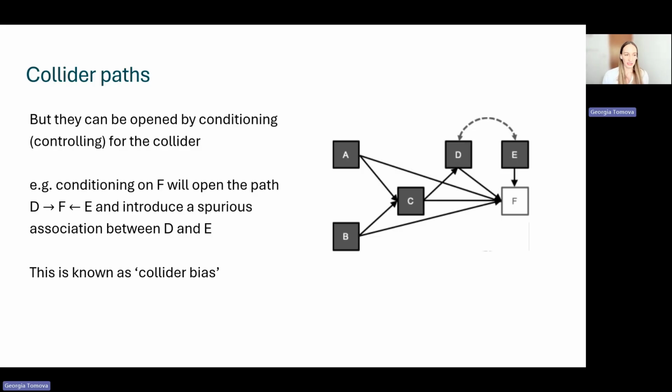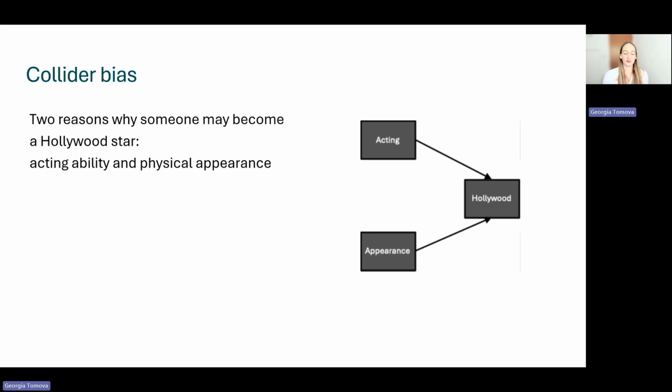I'm going to use one of the classic teaching examples for understanding collider bias, which is the following. Suppose there may be two reasons why someone might become a Hollywood star. They are either very good at acting or they're very good looking. We can depict this in a DAG in this way. We have the acting variable, which causes being a Hollywood star. And we also have the physical appearance variable, which also causes being a Hollywood star.